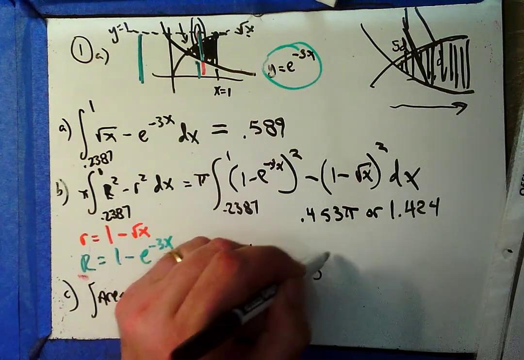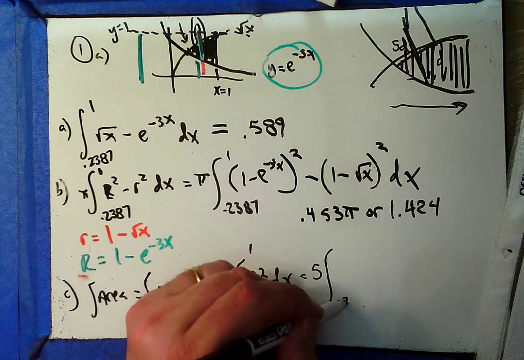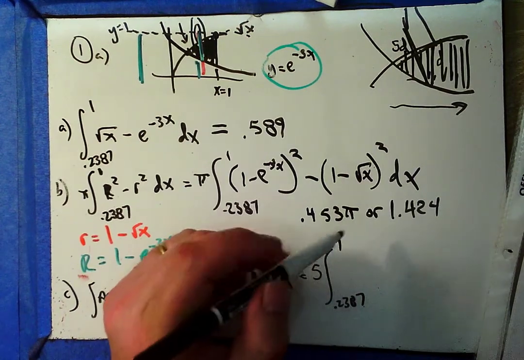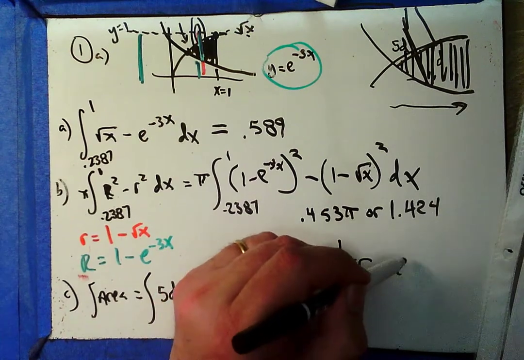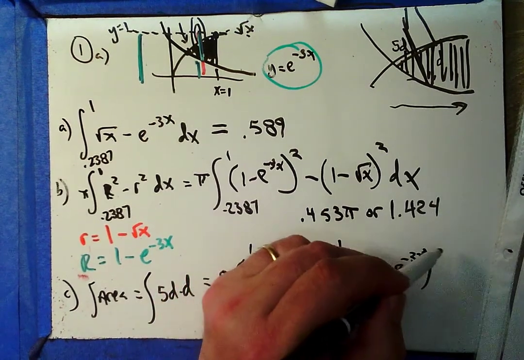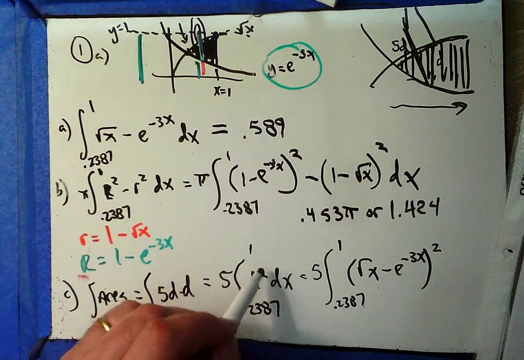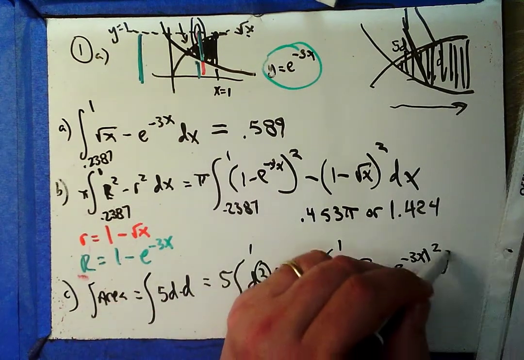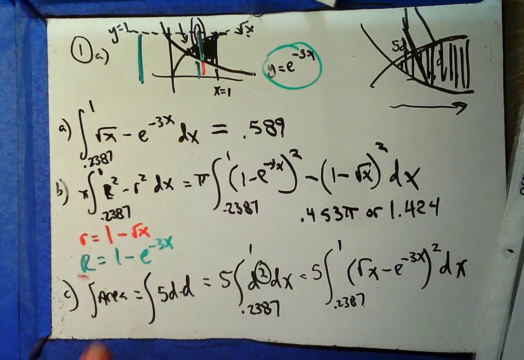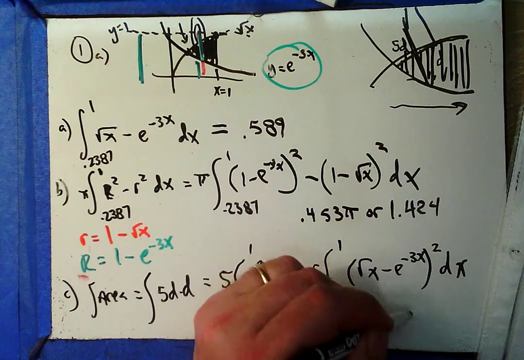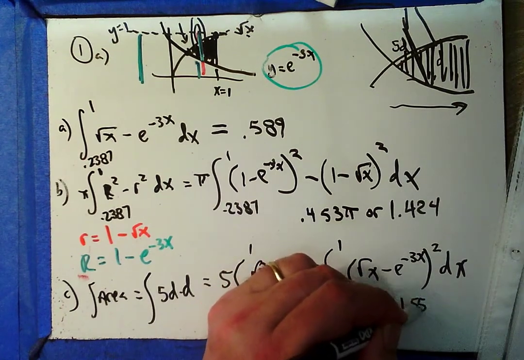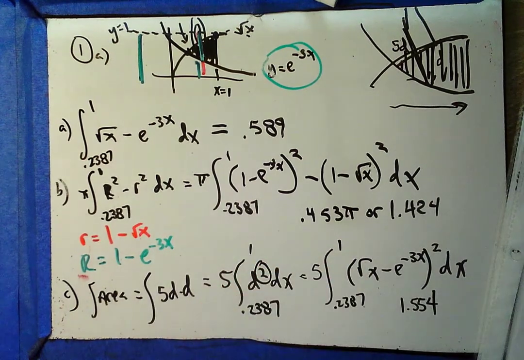So this is going to be 5 integral 0.2387 to 1 of top square root of x minus bottom e to the minus 3x. Don't forget that was squared. This was d squared dx. Remember, finding volume, I'm integrating area. When I computed this on my calculator, I got 1.554 for the volume of the solid.